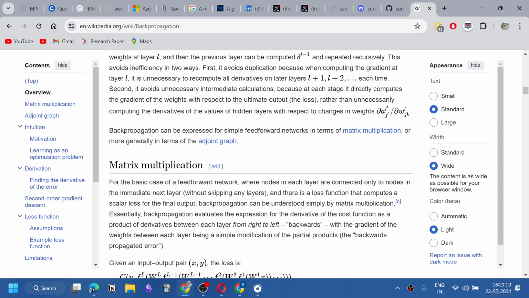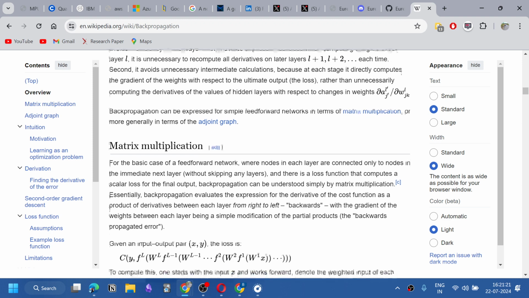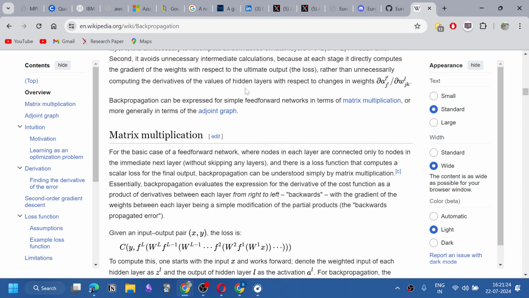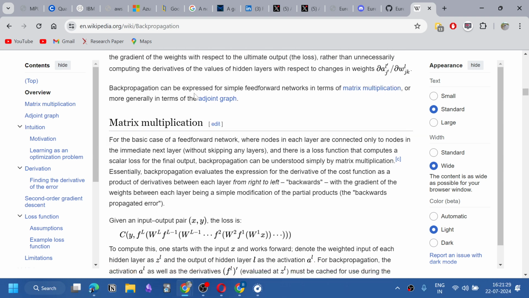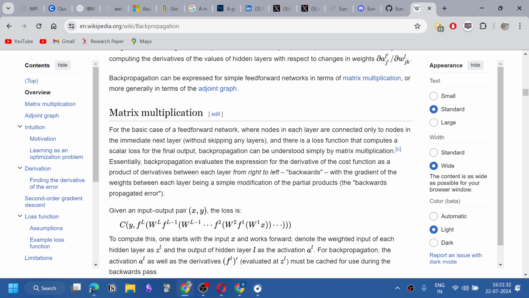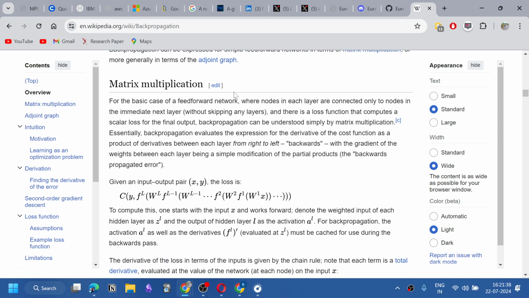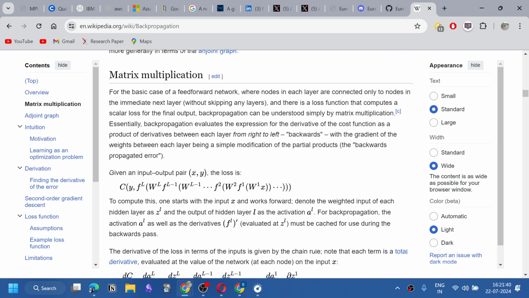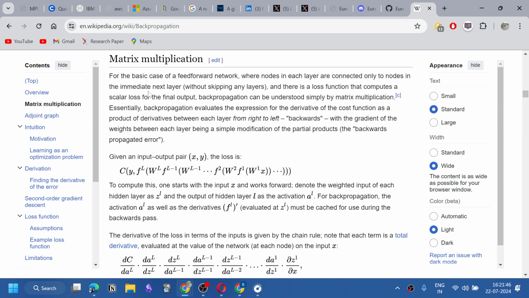Second, it avoids unnecessary intermediate calculation, because at each stage it directly computes the gradient of the weight with respect to the ultimate output of the loss, rather than unnecessarily computing the hidden layer with respect to changes in weights. This can be explained for a simple feed forward network in terms of matrix multiplication of adjacent layers, a special case of a feed forward network where nodes in each layer are connected only to nodes in the next layer without skipping any layer.